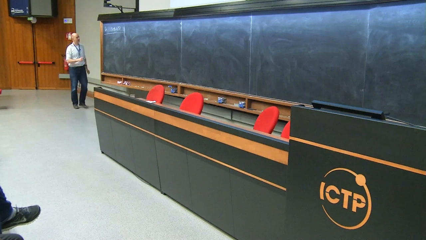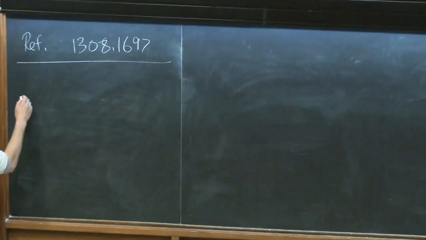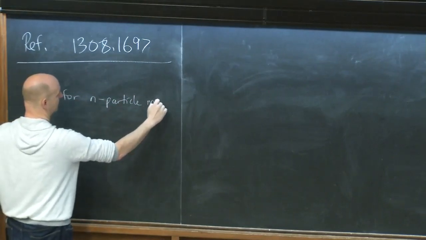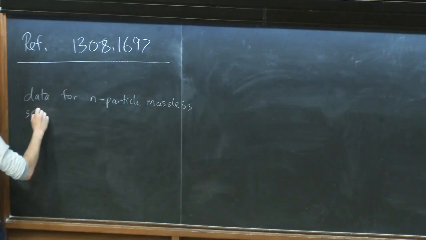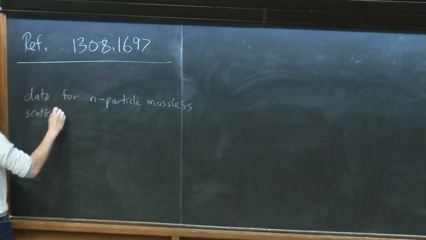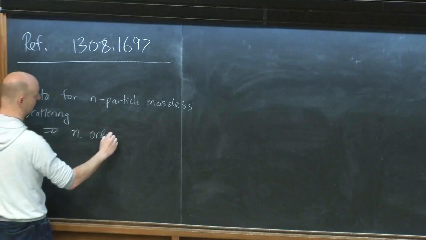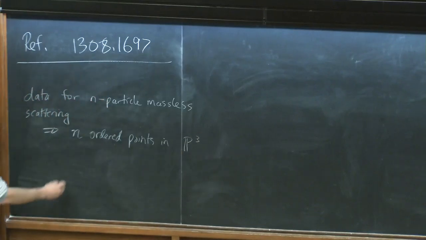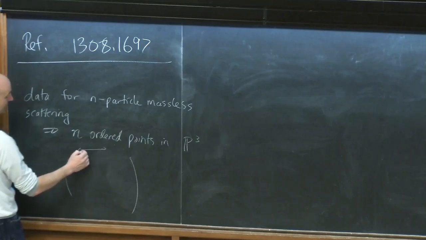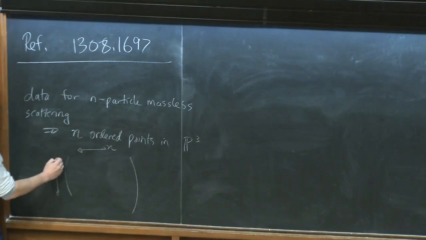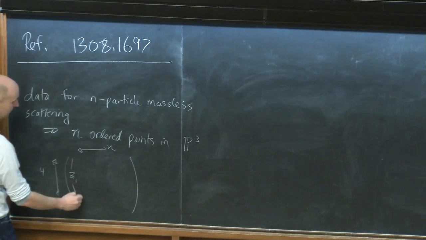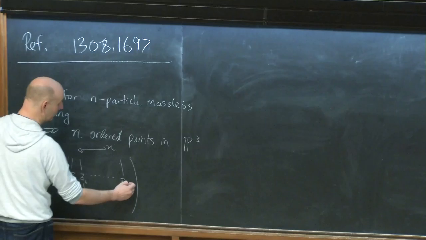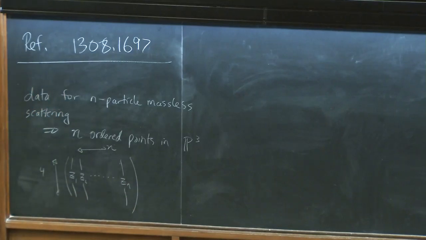So let's just recall where we were at the end of my previous lecture. The kinematic data for n-particle massless scattering is equivalent to a collection of n ordered points in P3. One way to think about this is as an n by 4 matrix, where you have n columns and 4 rows, and each column consists of the 4-component homogeneous coordinate of some point in P3.